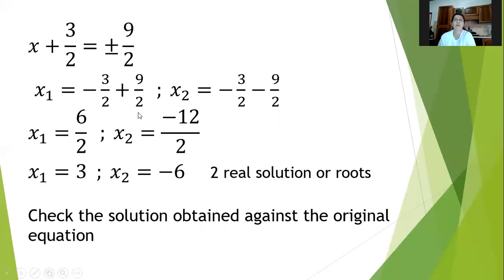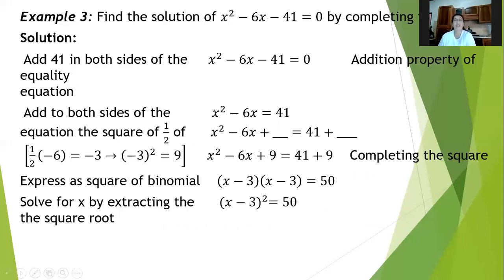How about the other one, the negative 9 over 2? Negative 3 over 2 minus 9 over 2. They are both negative, so you have to follow the rules of signed numbers. Negative 3 plus negative 9 is negative 12. Copy the denominator. Negative 12 over 2 is negative 6. The roots are positive 3 and negative 6. We have two real solutions or roots. Then check the solutions obtained against the original equation.